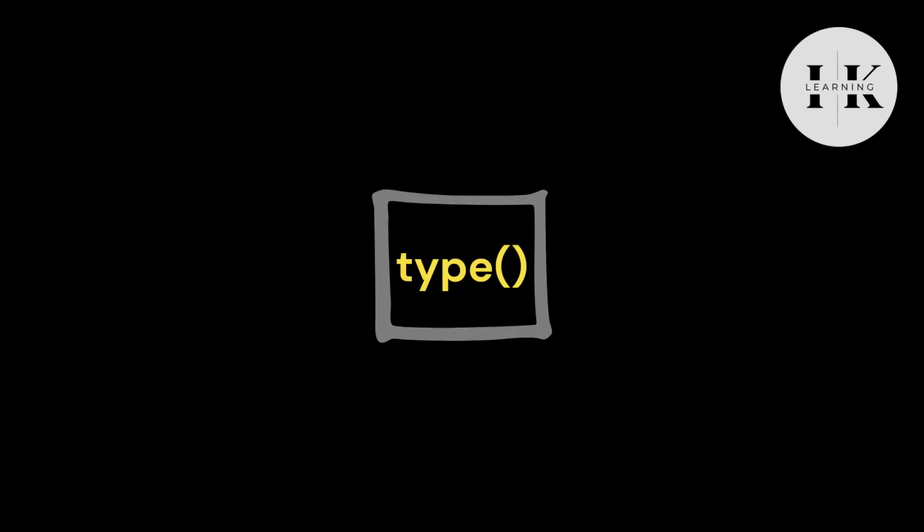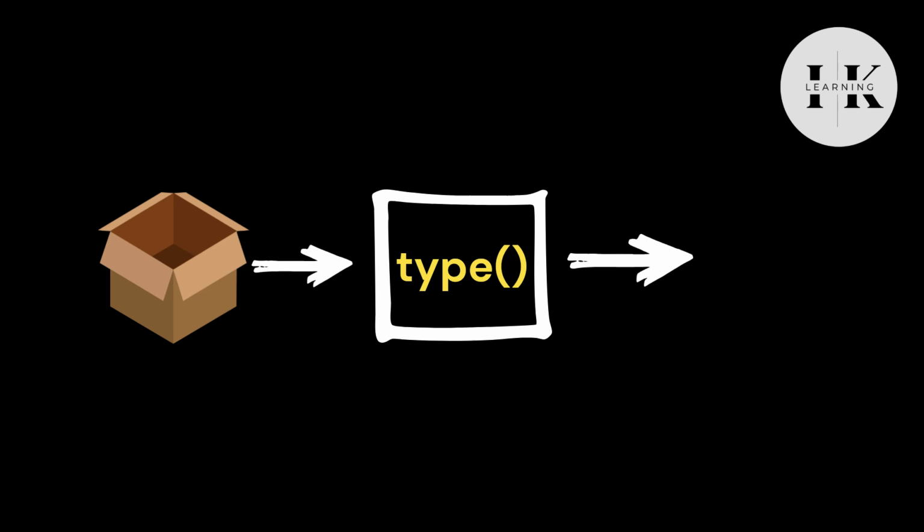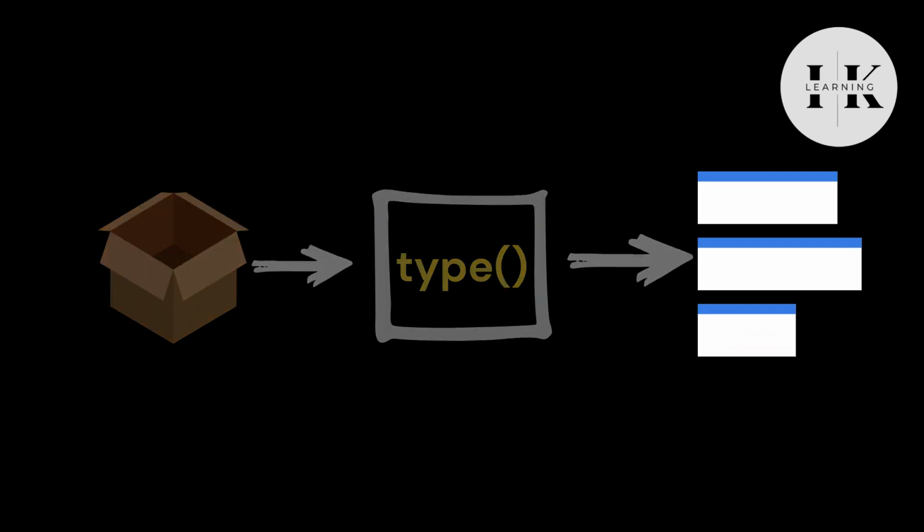Type is a function. A function is essentially something that receives some sort of input and produces an output. Now, the input that this type function receives is a variable. Any kind of variable can be a good input for it, and the output that you'll get from it is going to be the type of this variable.